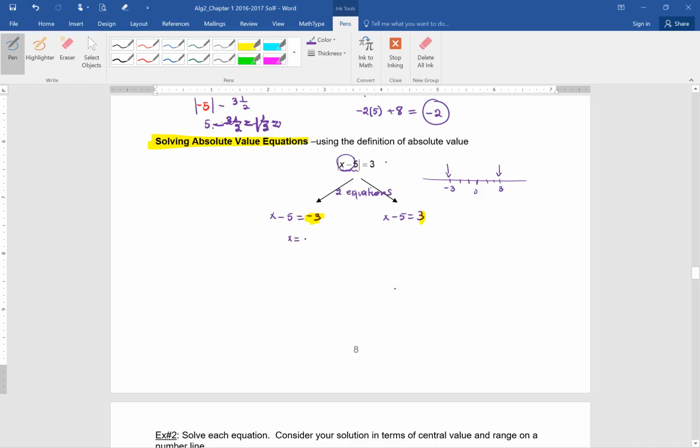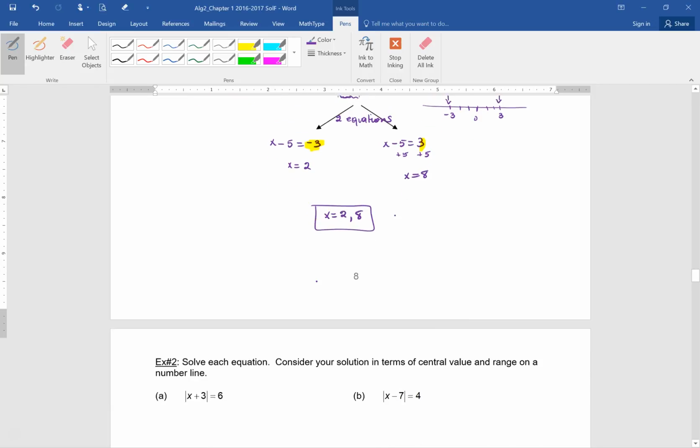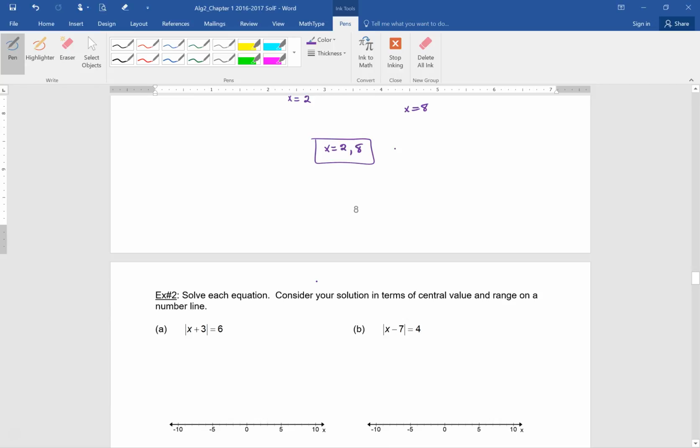So this is x equals 2. And here when I add 5, I get that x is equal to 8. Now on a test or quiz or in your homework, you give me both of these as a final answer. Okay? Just make sure that there are two answers. Make sure that there is no question that you got two answers.